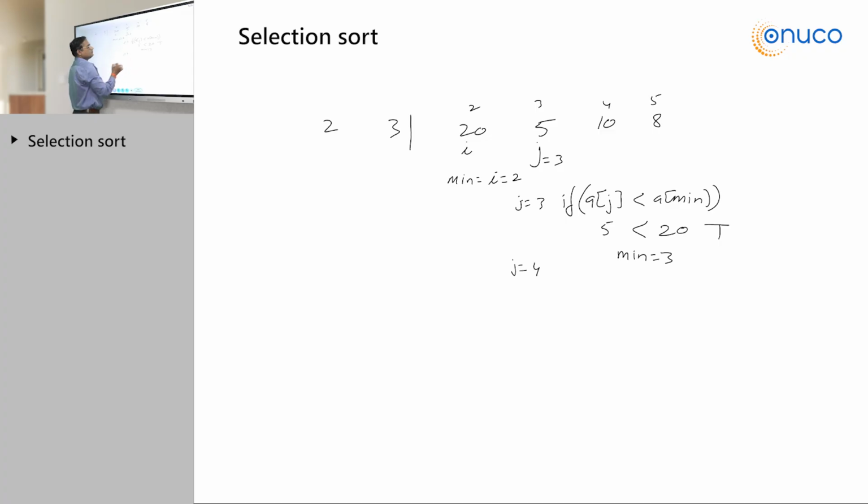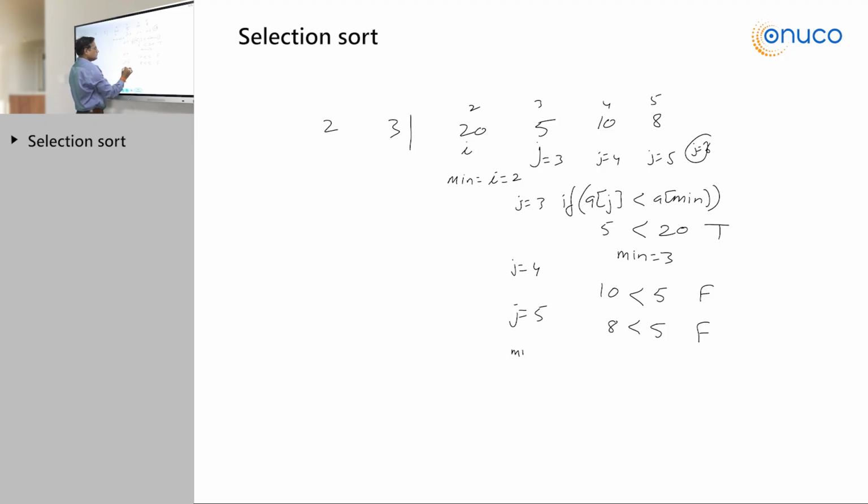Similarly, when J is equal to 4, again you want to check. If J is equal to 4, then 10. So you are writing, is 10 lesser than A of min? A of min is now A of 3, which is 5. Is 10 lesser than 5? No, it is false. J increases to the last. Is 8 lesser than 5? No, false. So there is no scope. Hereafter J becomes 6 and hence we are going to terminate it, and we got that min value.